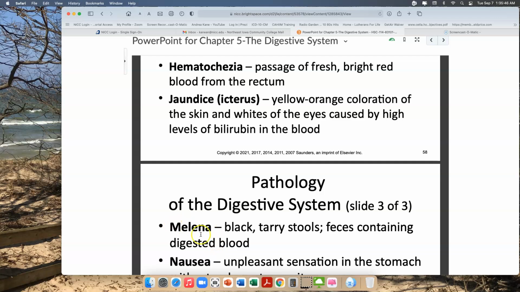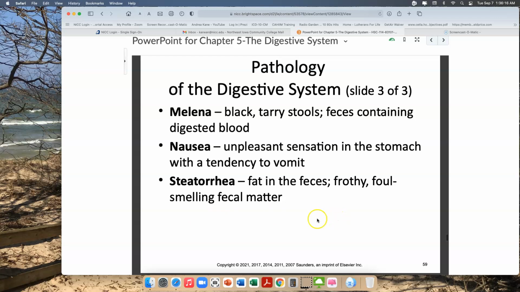Melena, on the other hand, means that something happened way back, possibly in the stomach, and it's got some digested blood in there. So it's either the stomach, maybe esophageal varices, but typically that's going to be when you have vomiting of red blood. But it could be that someone's got a stomach ulcer. It could be that there's a cancerous lesion in the small intestine when someone has melena. Nausea is that unpleasant sensation in the stomach with a tendency to vomit. Steatorrhea is fat in the feces where there's frothy, foul-smelling fecal matter.